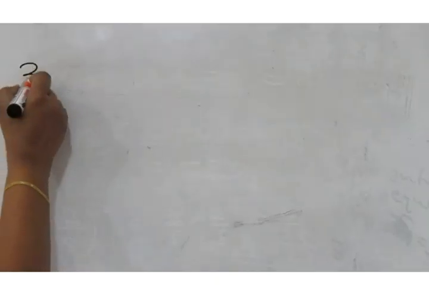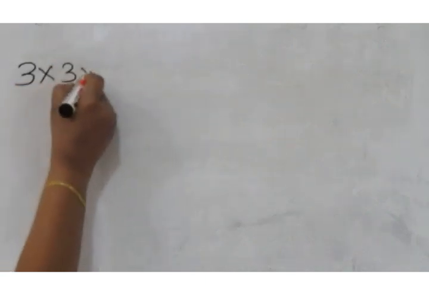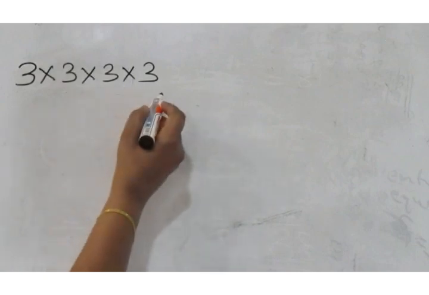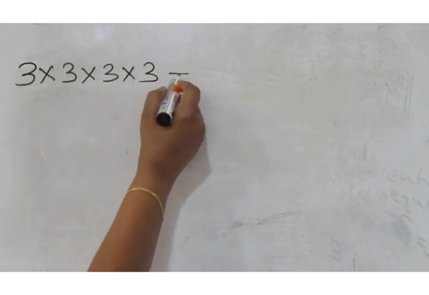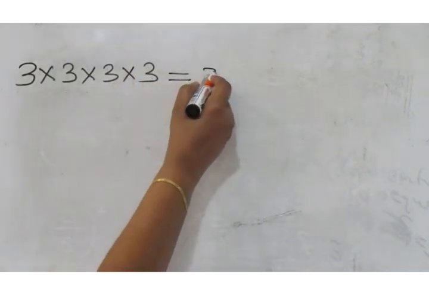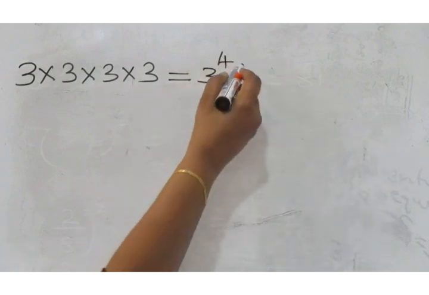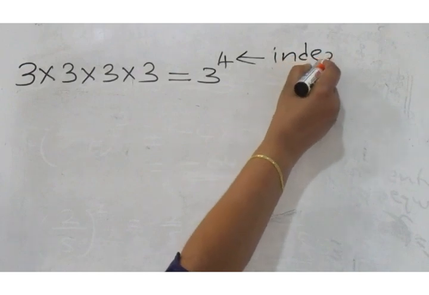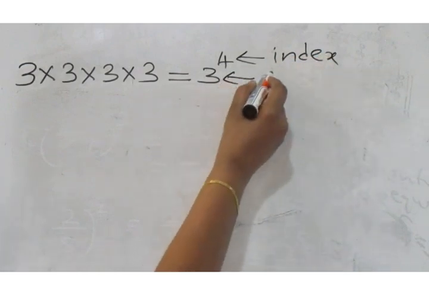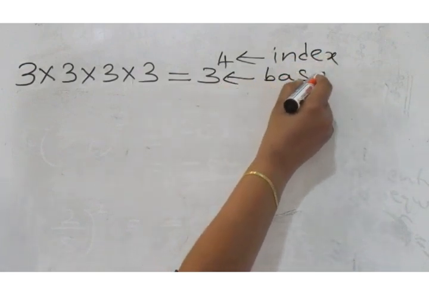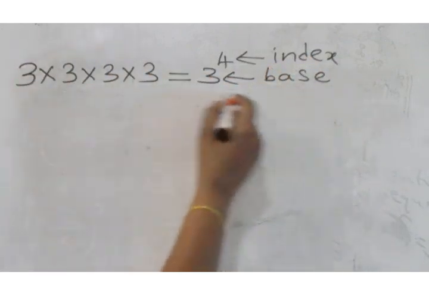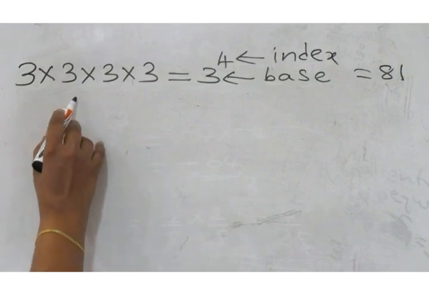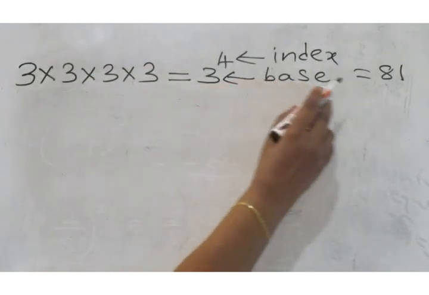This product. Here 3 is repeatedly multiplied 4 times. So we can write this as a power. Then 4 is called an index. 3 is called the base. Now the value of this product is 81. Then this is a product, this is the power, this is the value.